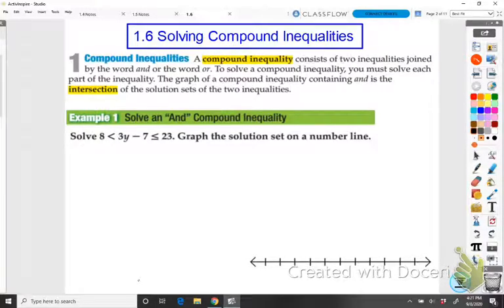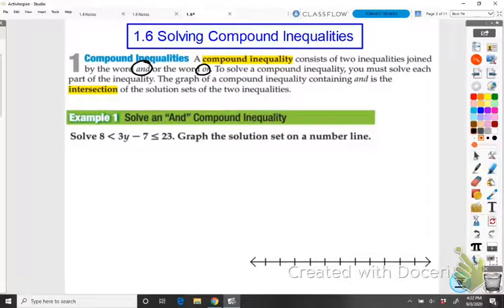Most students do. Think about a compound sentence in English class: it's when you join two sentences together with and, or, but, different words like that. Now a compound inequality consists of two inequalities joined by the word and or or. You're going to see those quite often. You must solve each part of the inequality.